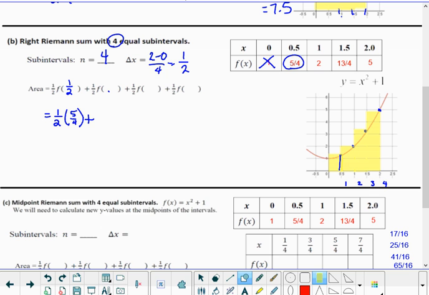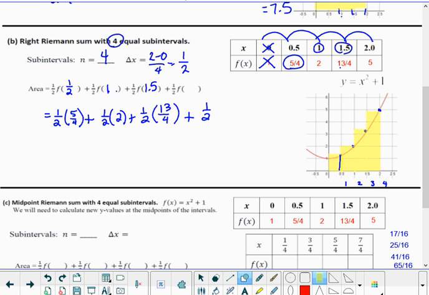The next one I'm evaluating at 1. Sometimes this helps too, to draw in those subintervals. And we did not use the left side, so I'm working from evaluation at 1/2. Now I'm evaluating at 1, comes out with a 2 for its height. The next one I'm evaluating at 1.5, and at 1.5 it checks out to be a height of 13/4. And lastly, this one we're evaluating at the 2, and it comes out to be a height of 5.